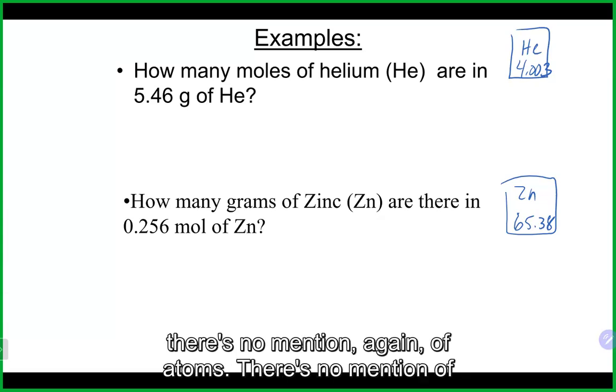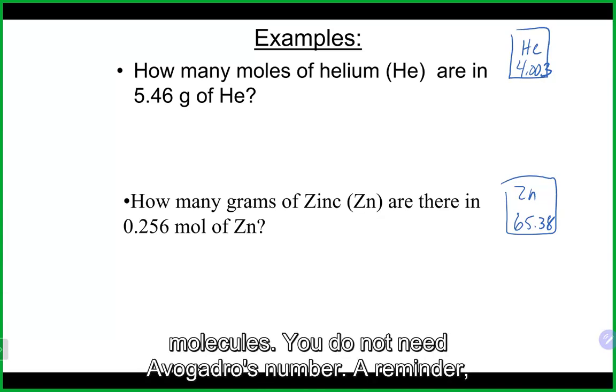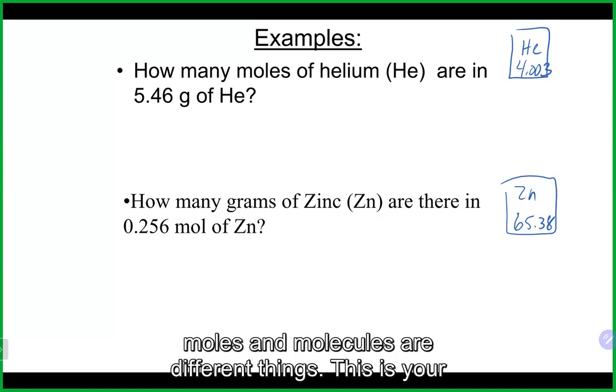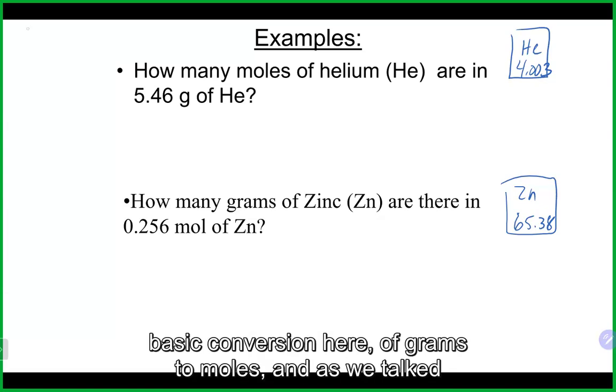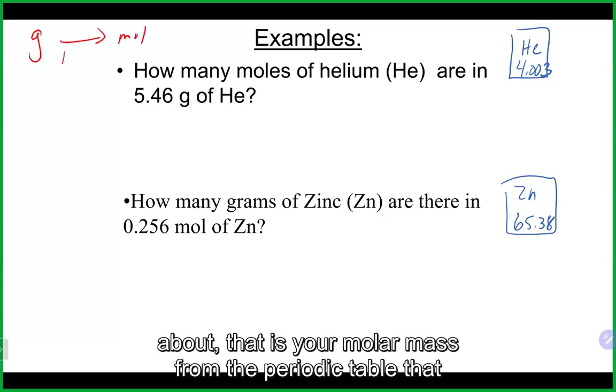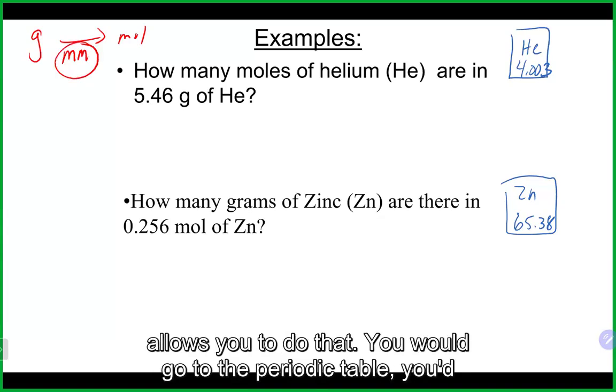The answer is no. There's no mention again of atoms. There's no mention of molecules. You do not need Avogadro's number. A reminder, moles and molecules are different things. This is your basic conversion here of grams to moles. And as we talked about, that is your molar mass from the periodic table that allows you to do that.